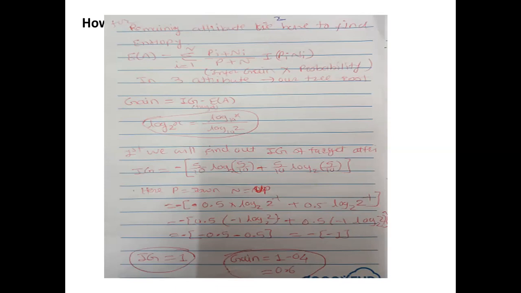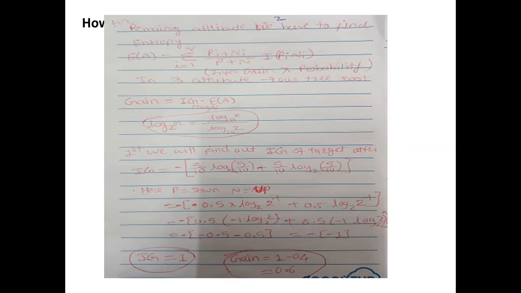Here, when we take the minus 1 common, this comes like this: minus 1 log to 2 minus 1 log to 2. So this is nothing but the 0.5 value. Okay, so minus 0.5, and log 2 means 1, so it's nothing but the minus. So minus 0.5 minus 0.5 becomes 1. So the information gain for the target attribute that we are getting is 1.